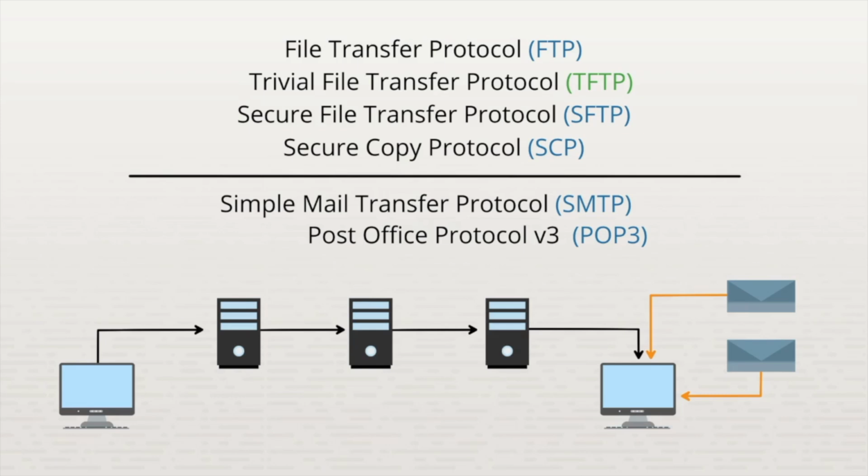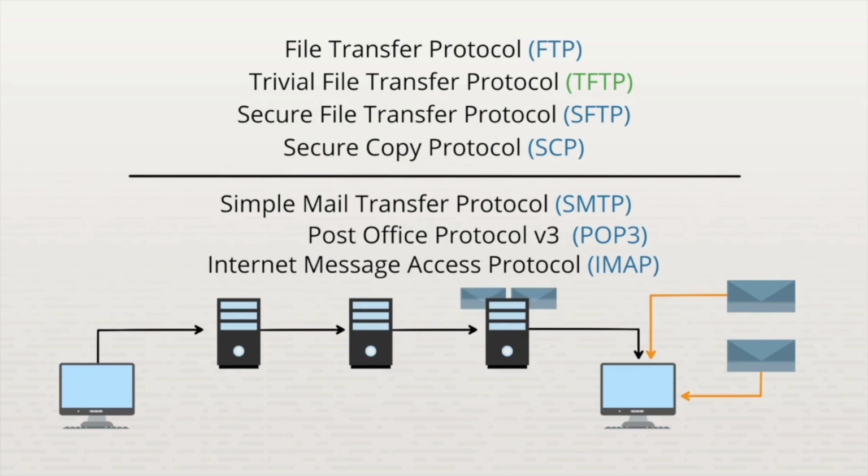Another common protocol is the Internet Message Access Protocol, or IMAP. With IMAP, mail can be stored on the mail server. This allows a user to access their messages from multiple devices. It also means that if my computer hard drive fails, I won't lose my emails because they're saved on the server. Now let's talk about protocols that provide network services.